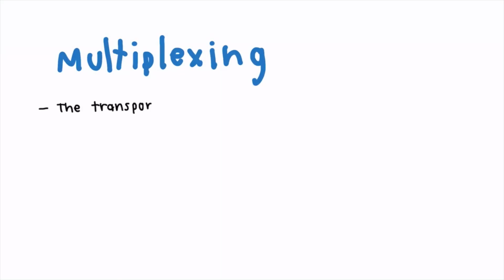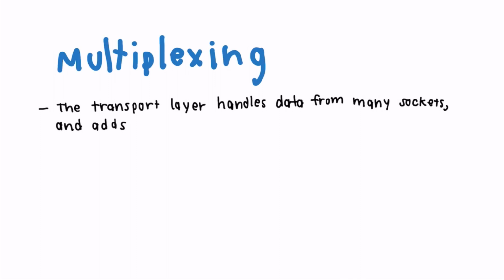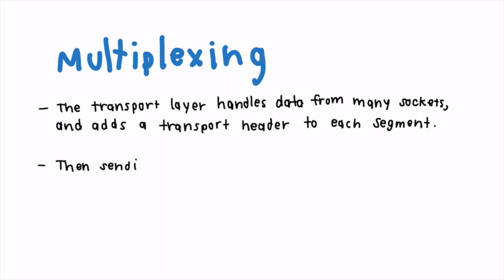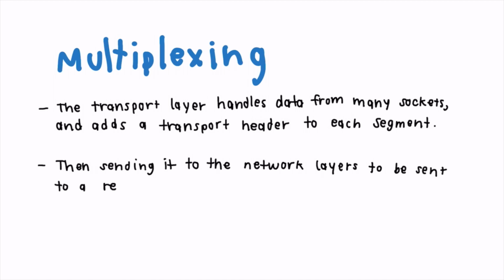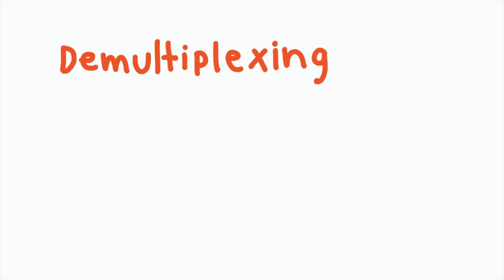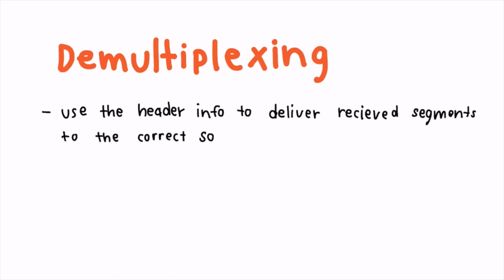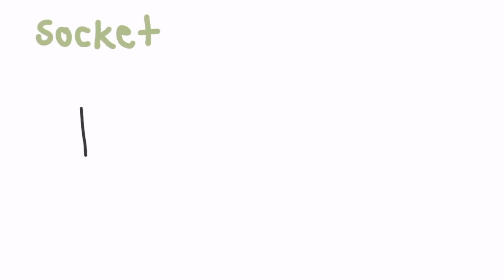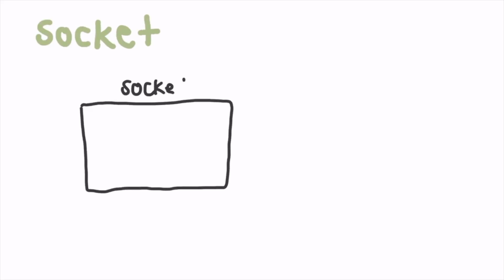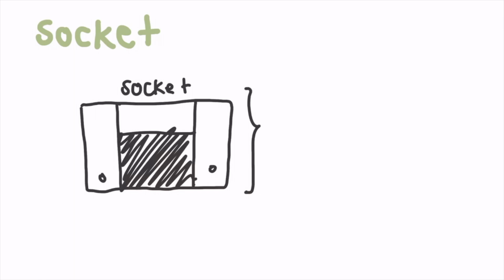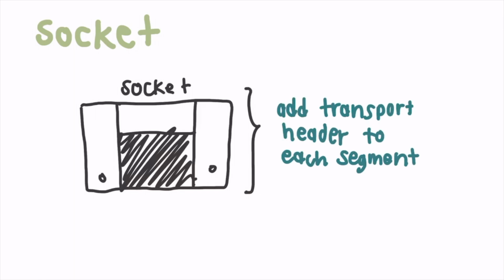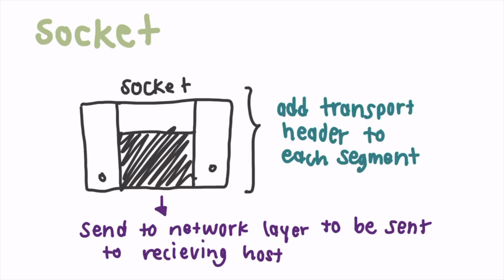Multiplexing. The transport layer handles data from many sockets and adds a transport header to each segment, then sends it to the network layer to be sent to a receiving host. Demultiplexing. Use the header info to deliver received segments to the correct socket on the receiver side. Socket. Add transport header to each segment, then send to network layer to be sent to receiving host.